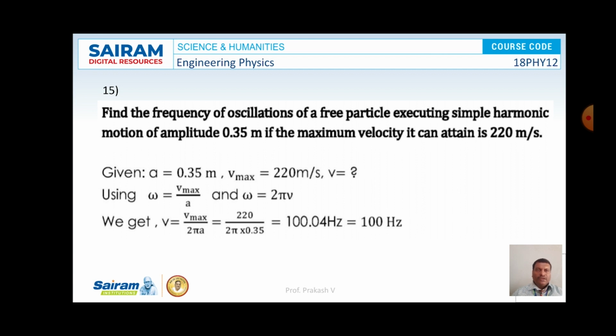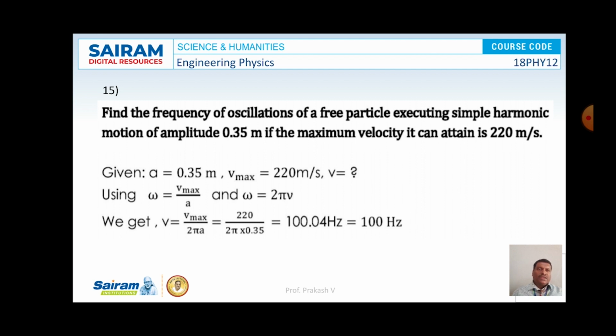We know that omega is equal to v max by A and omega is equal to 2 pi mu. So mu is given by v max by 2 pi A. So 220 by 2 pi into 0.35. On simplification, we will get mu as 100.04 Hertz or 100 Hertz.